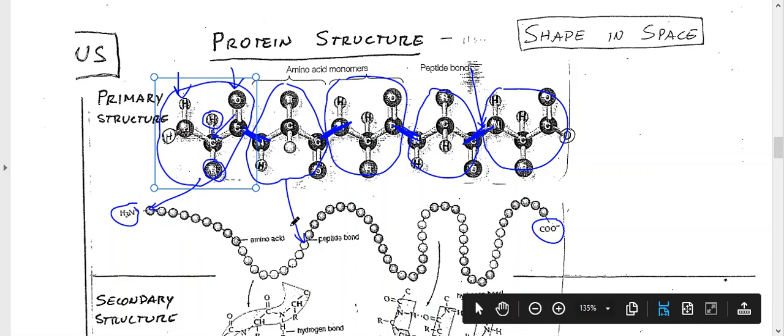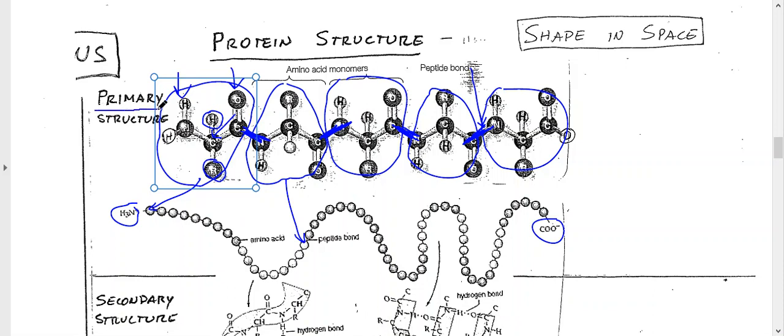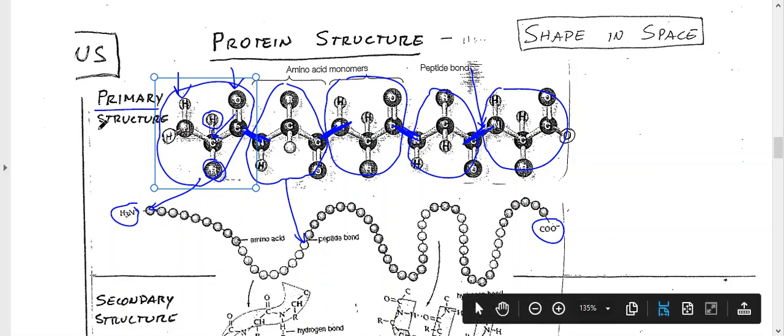All right, so your basic structure is your primary structure. It is simply the order of amino acids. It's just the order of them, which amino acids come after which amino acids.